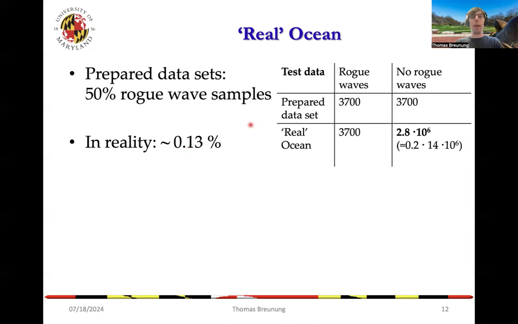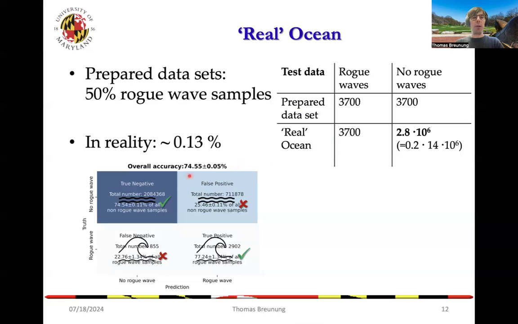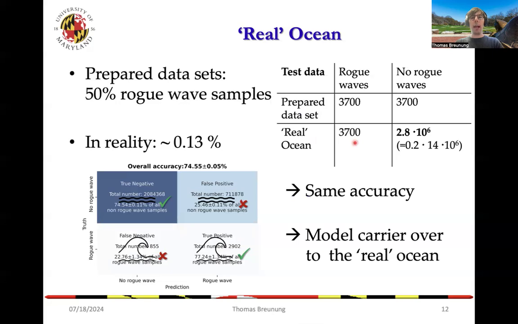To emulate this scenario, we have now enriched the number of non-rogue wave samples in the testing data. And again, we observe an accuracy of about 75%. Now the two top quadrants are, of course, overwhelmed, because this is where no rogue wave was observed, and the number of those samples is just much higher than the samples of rogue waves. But the overall accuracy is about 75%, which tells us that our network can be employed in more realistic scenarios where the number of non-rogue wave samples is just overwhelming.